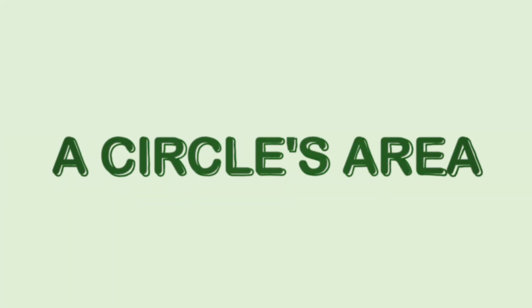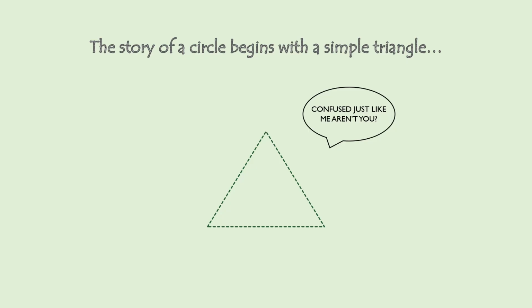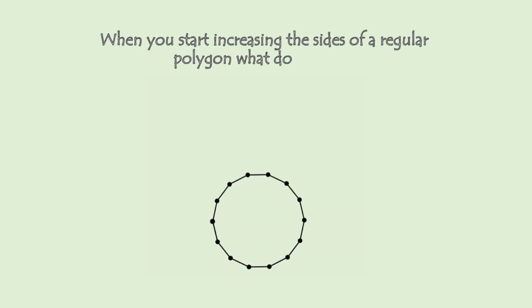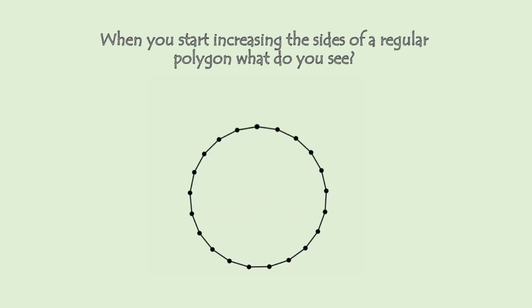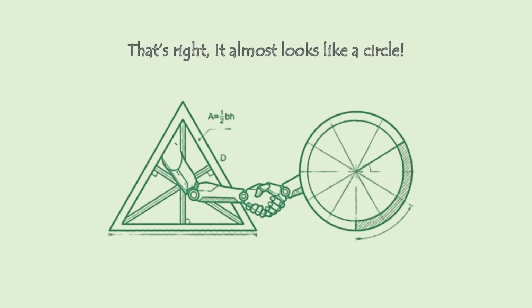What is a circle? Not how to draw it, or how to memorize its area, but how to understand it. The story of a circle doesn't begin with a curve, it begins with a triangle. Now, we start adding more sides as it becomes a square, a pentagon, a hexagon, and so on. As the sides increase, something curious begins to happen. The shape slowly softens, the corners start disappearing, and before you know it, it almost starts looking like a circle.